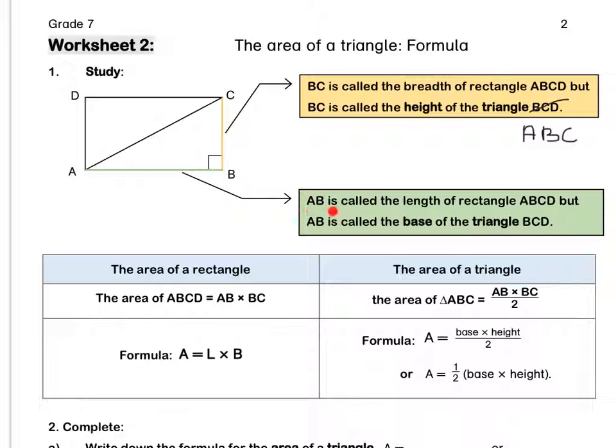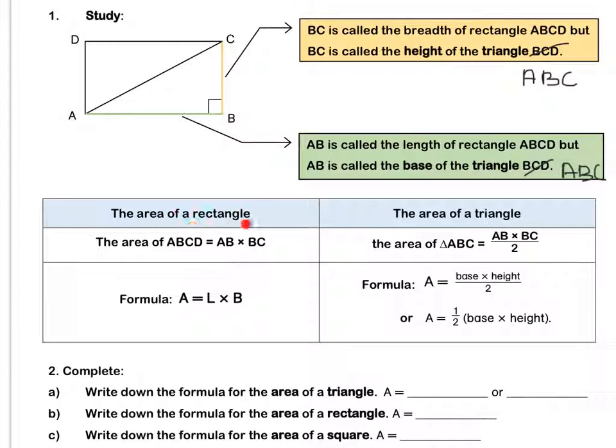Then AB is called the length of rectangle ABCD. So here's ABCD, and this is the length. But AB is called the base. This is the base of triangle ABC. Again, there is a mistake in the video. So let's have a look.